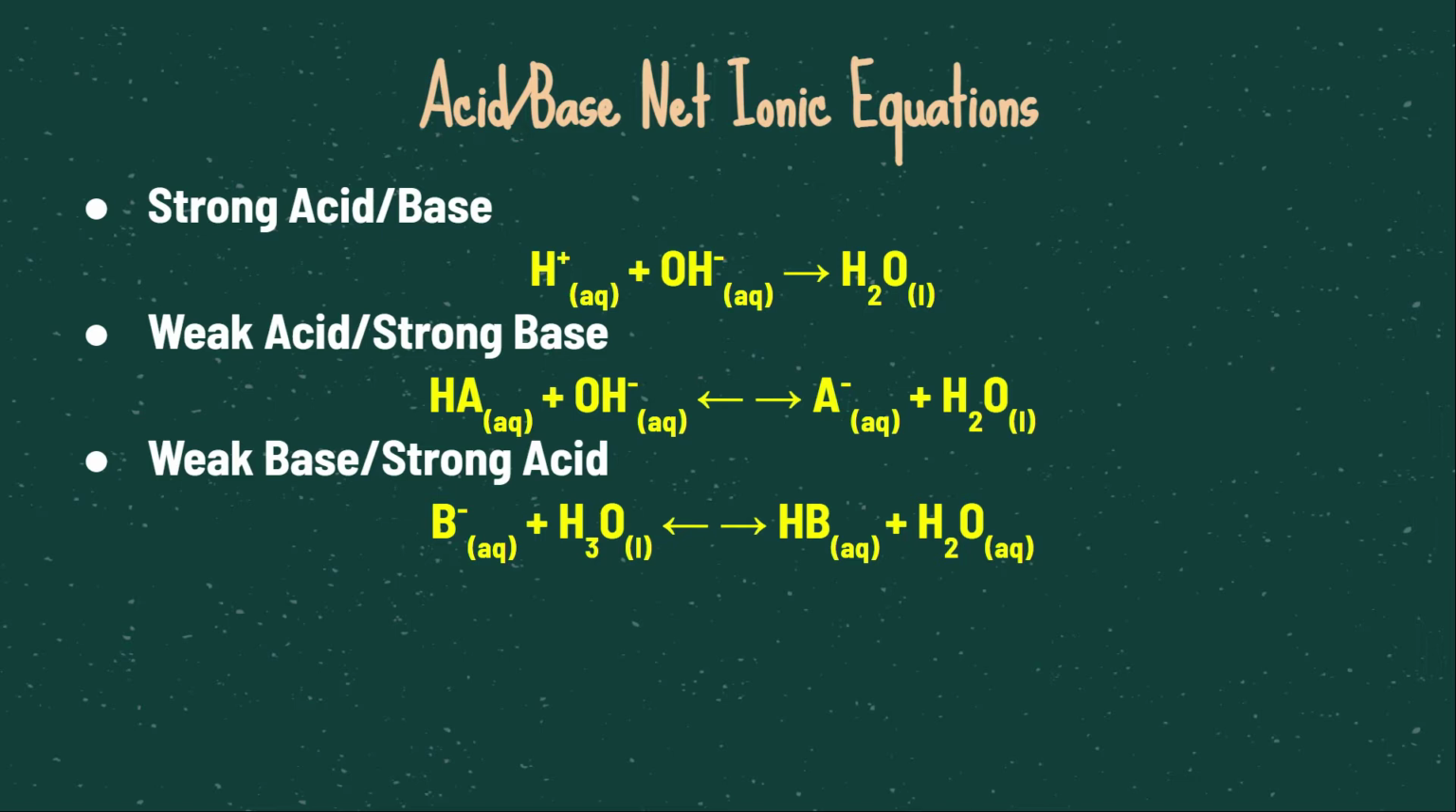So therefore we get HA, just some acid, plus OH minus gives us A minus with water. And base works kind of in a very similar way. We have our base, we have our strong acid, which completely dissociates. I just wrote it as H3O plus, and then we get our conjugate acid and water.